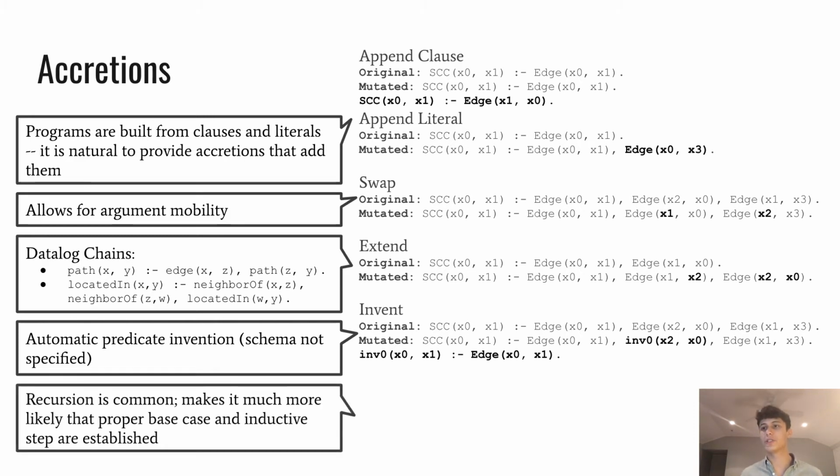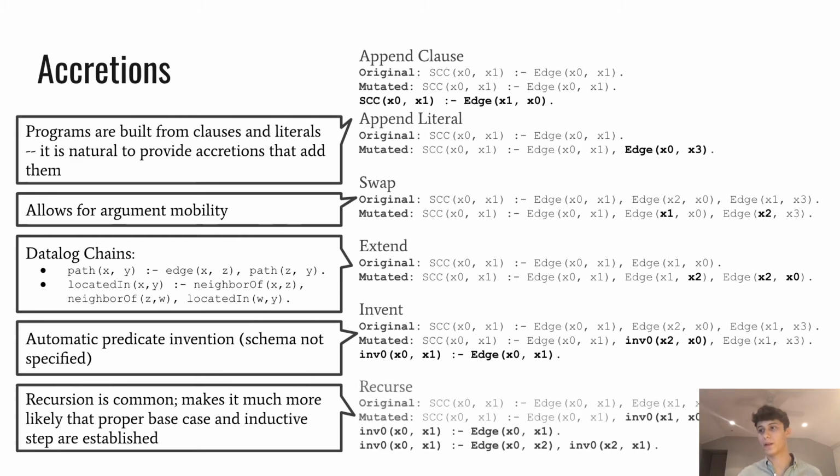Finally, recursion is common in Datalog programs, but requires a base case and inductive step to be properly established. To increase the likelihood that this happens, we introduce the recurse accretion. The recurse accretion introduces a new invented predicate, establishes a base case, and establishes an inductive step. It's almost like an invent and extend accretion combined. So now let's see how the accretions function in action on the example.